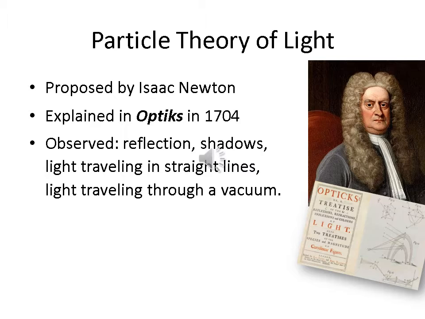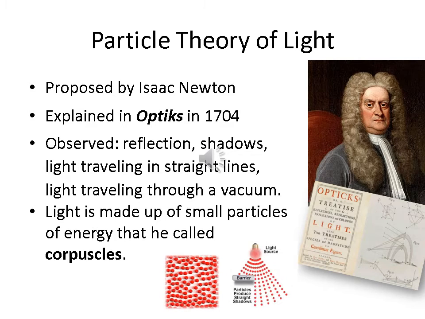He also noticed that light always travels in a straight line, that it doesn't bend around corners like a wave would do. And finally, he noticed that light is able to travel through a vacuum. Waves are not able to travel through vacuums. Remember, when we were reading about waves and sound, waves need a medium to travel through. So he decided that light must be made up of small particles of energy, and he called those particles of energy corpuscles. And here we have a little diagram of how he imagined light as corpuscles.